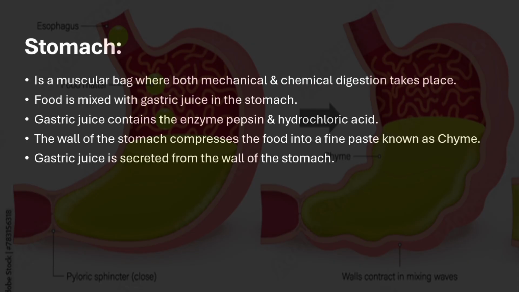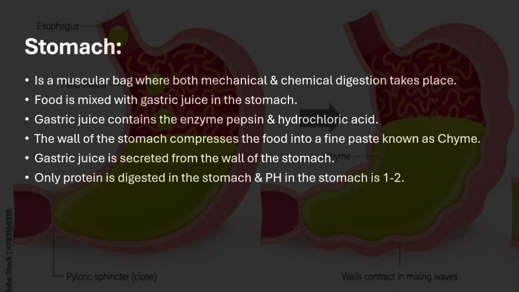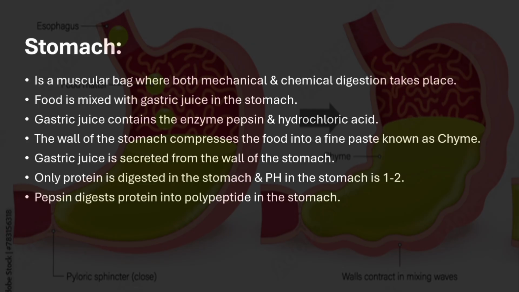Gastric juice, where does it come from? Gastric juice is secreted from the walls of the stomach. Only protein is digested in the stomach, and the pH in the stomach is 1 to 2. Pepsin digests the protein into polypeptide in the stomach. So pepsin is the enzyme present in gastric juice which digests protein into polypeptide.